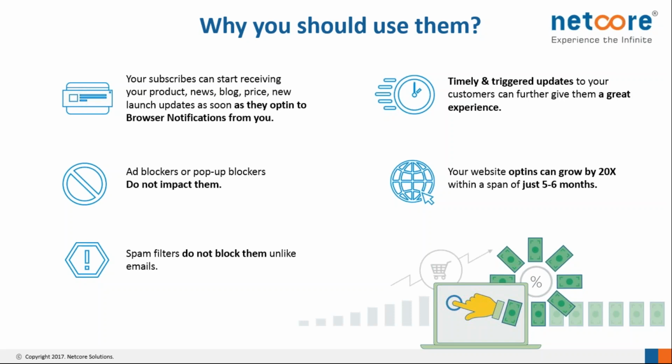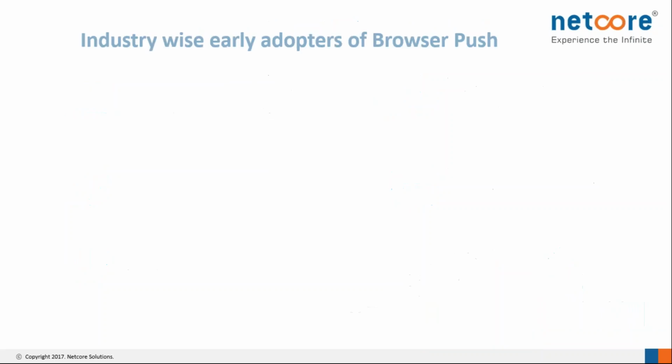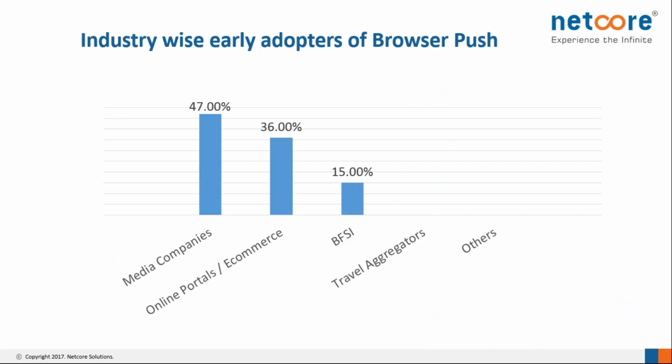Correct. So, Dharmesh, what we'll do is check out a further slide which talks about the industry adopters in terms of browser push notifications. Here is a list where media companies, like news-related companies who publish a lot of information on a day-to-day basis, rank first. Around 47% of media companies send out browser push notifications. Second are online portals and e-commerce websites, at around 36%. They have been early adopters of this channel and have got amazing traction using it.